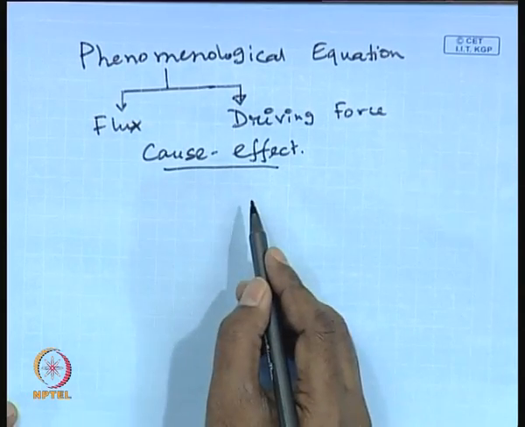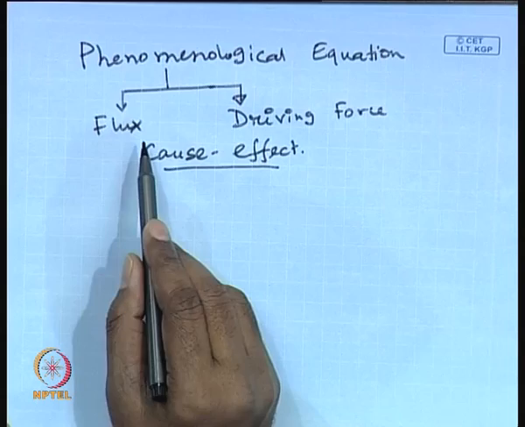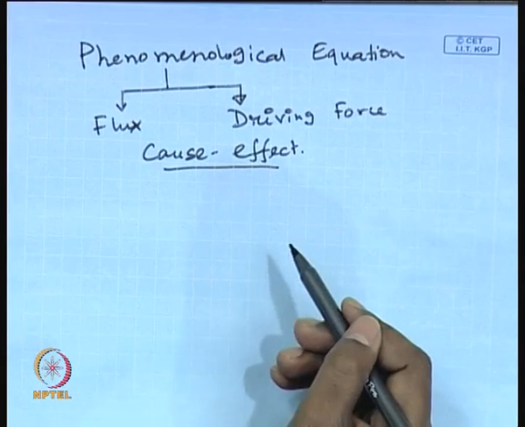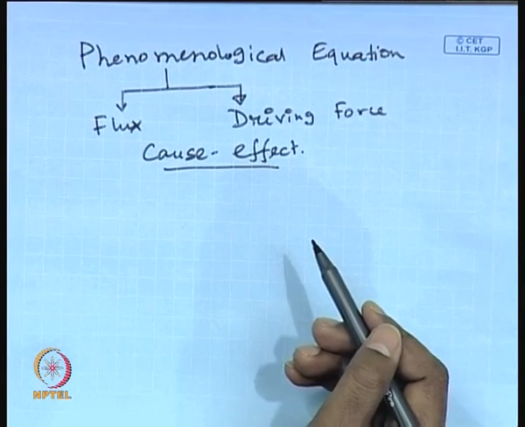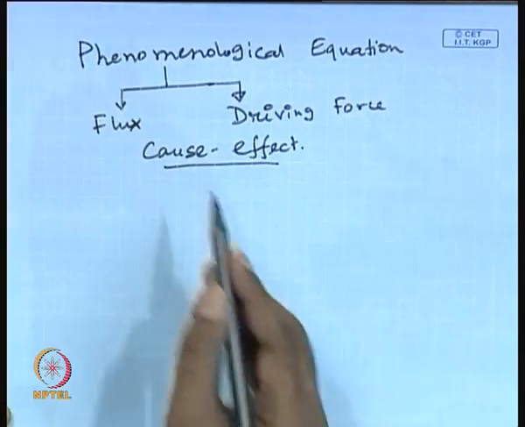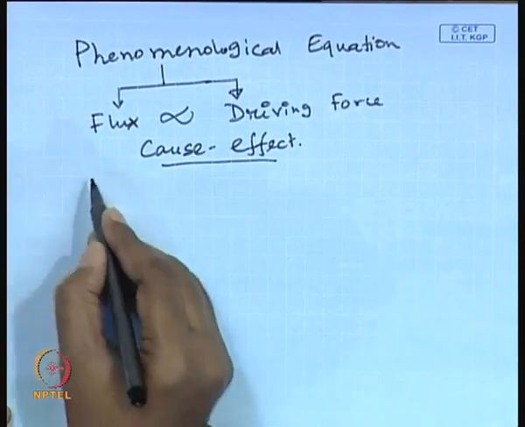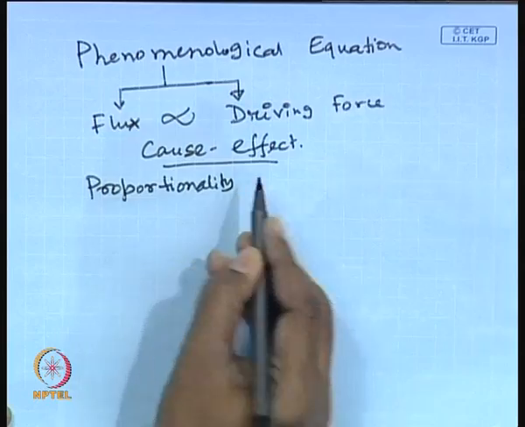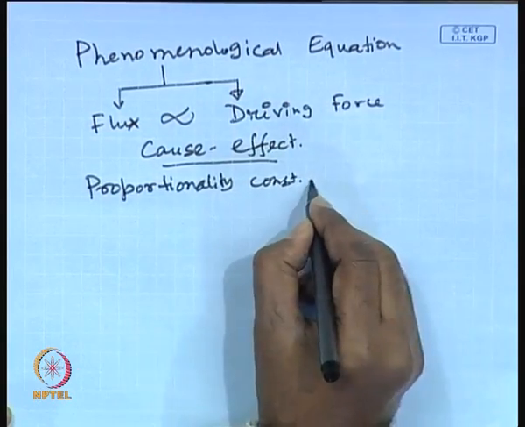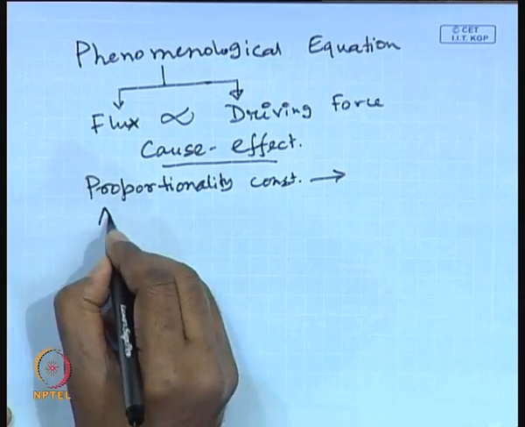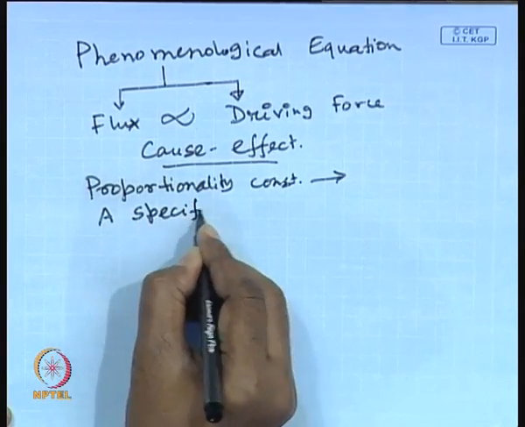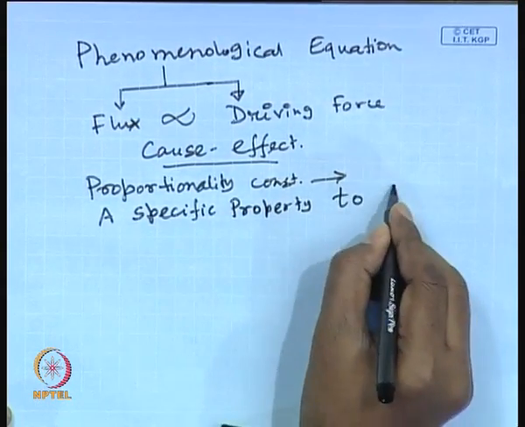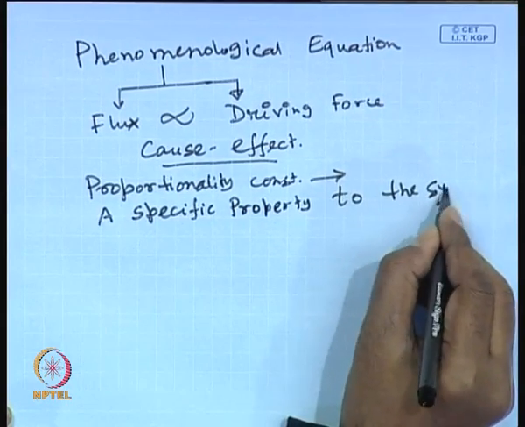This cause-effect relationship only says that there is a flux of a species if there is a driving force present in the system. See, it is basically the natural phenomena. That is why these equations are called phenomenological equations, and they are basically proportional. Flux is proportional to the driving force. Now, the proportionality constant becomes very important, and it is a specific property of the system that we are studying.